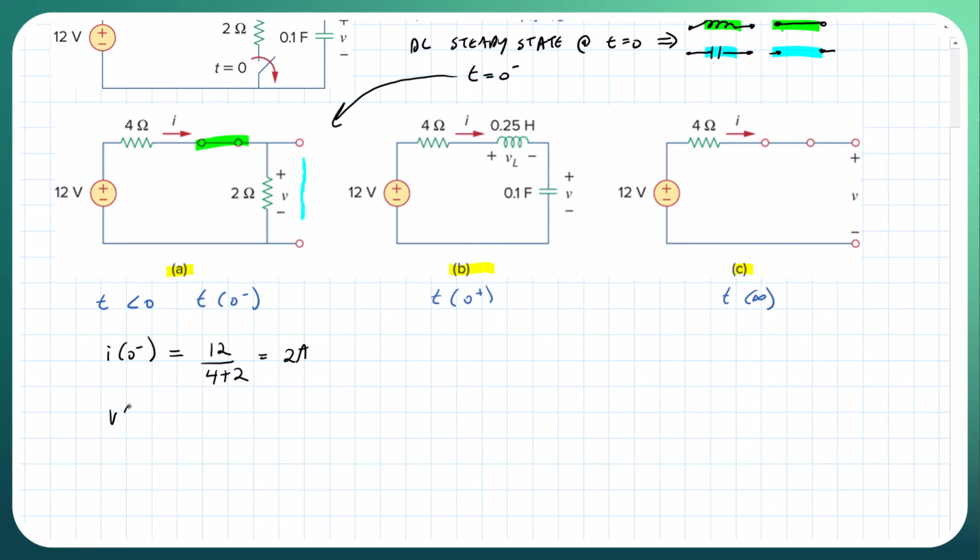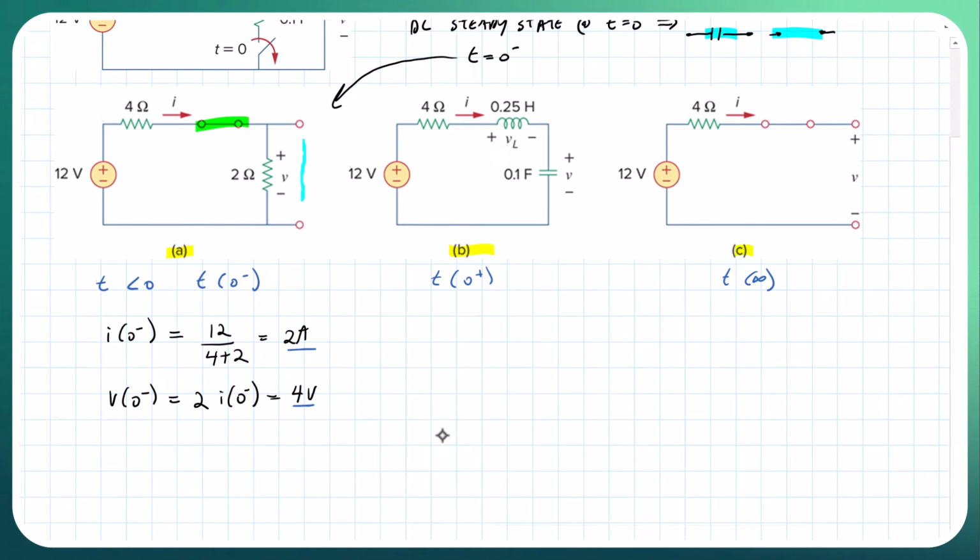Similarly, our voltage at 0 minus is going to be 2 times I, and that's what we just solved for, which was 2 amps, so it's going to be 2 times 2, it's going to give us 4 volts. So we've got those resolved at this point. So this is because the switch has been closed for a long time. And since the inductor current and the capacitor voltage can't change abruptly.